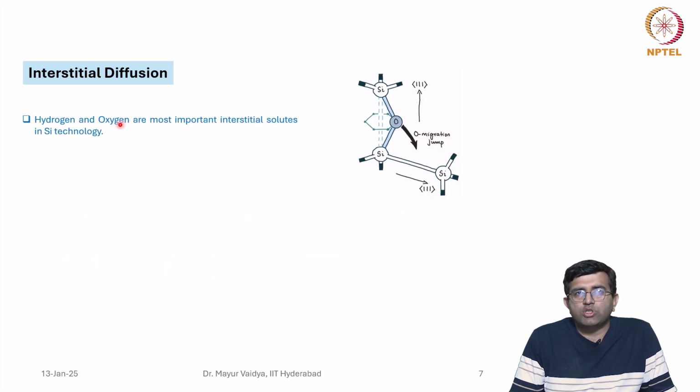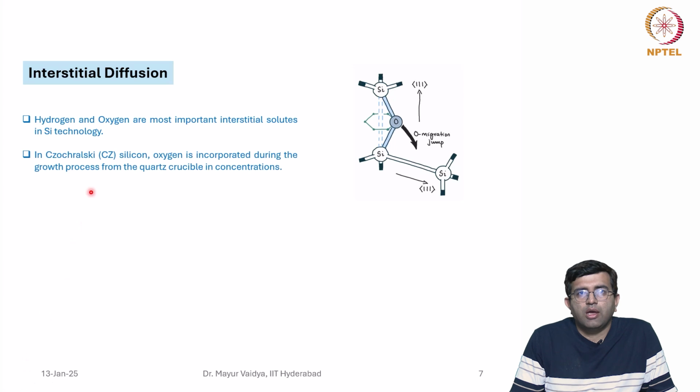So, one of the most important interstitial elements for the semiconductors are hydrogen and oxygen. They are the most important solutes in silicon technology. In silicon produced by the Czochralski technique, oxygen is incorporated during the growth process from the quartz crucible in some concentrations.